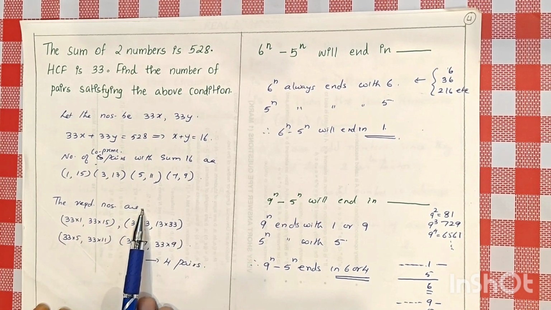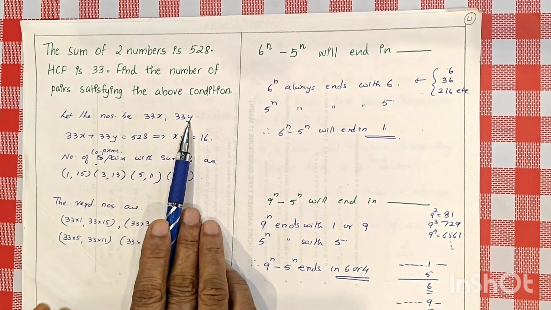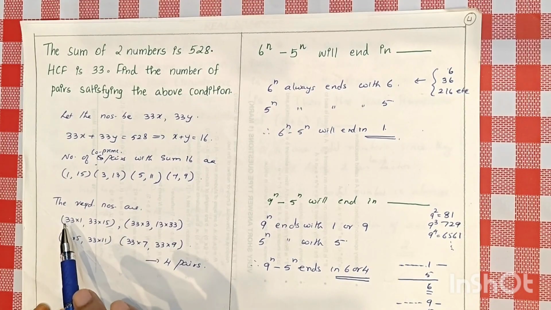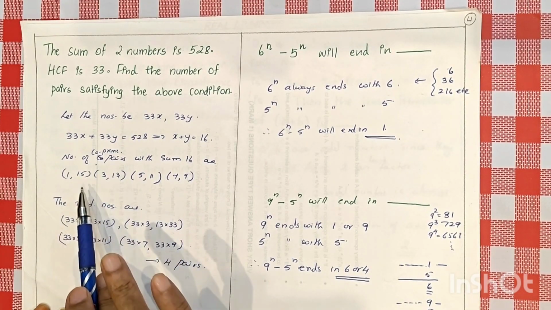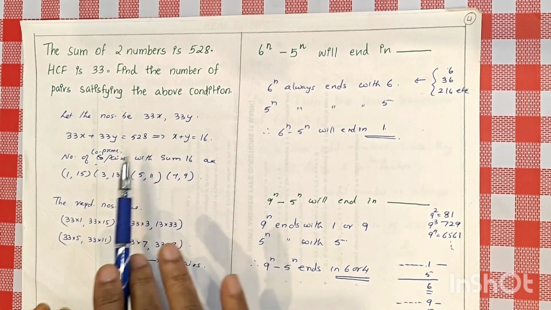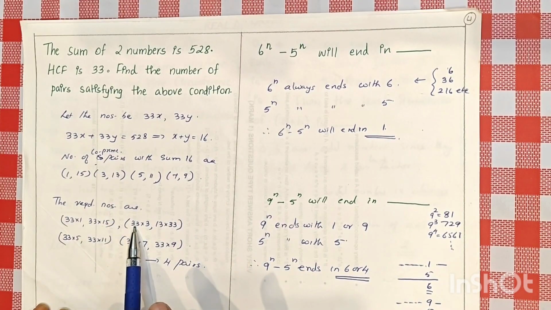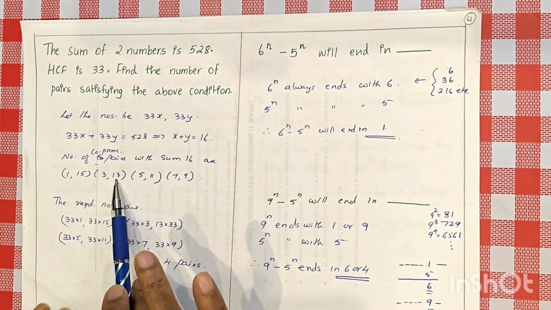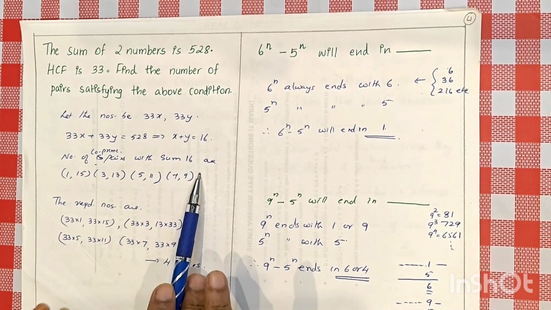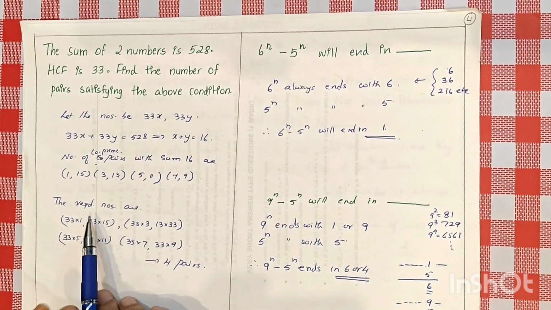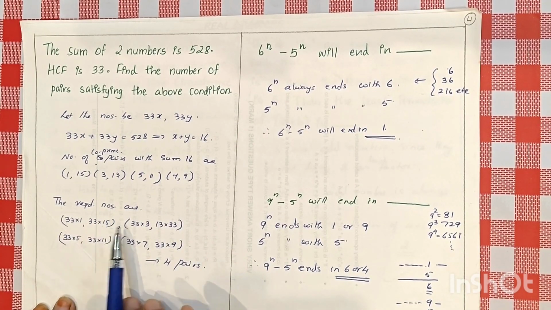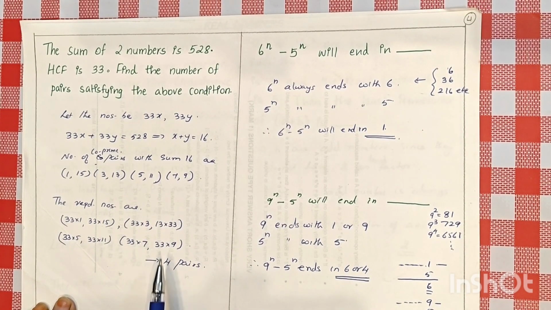So the required numbers will be 33x and 33y. So when x is equal to 1, it is 33 into 1, and y will be 33 into 15. Similarly, 33 into 3 and 33 into 13, and similarly with the remaining. So in case they have asked you to find the numbers, then you multiply and put. Otherwise you can simply say number of pairs is 4 pairs.